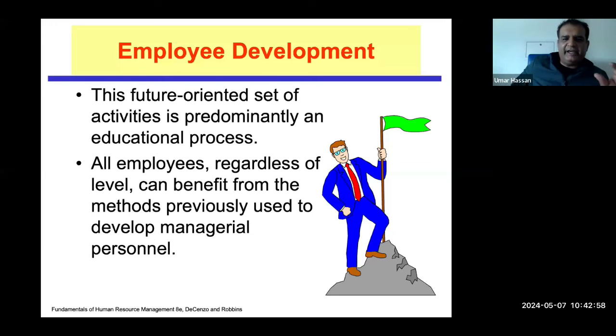These small training activities, when they combine, eventually converge into a development program. Development is a concept in which various training activities, when they combine, comprise employee development. Training may be a short-term activity based on achieving a specific goal. But development is a long-term and ongoing activity, and it may have multiple goals to be achieved. And obviously, there is a future direction to it. A future-oriented set of activities is predominantly an educational process.